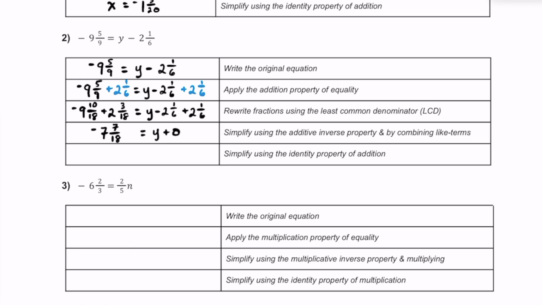All right, so it's kind of nice we didn't have to do any borrowing or anything. And then using the identity property of addition, that just says anything plus 0 stays the same. So we can just say negative 7 and 7/18 is equal to y. And you could turn this around too if you wanted to put y on the left side, but I'm just going to leave it like this for now, but totally up to you if you want to keep the variable on the left side. All right, let's check out number 3.